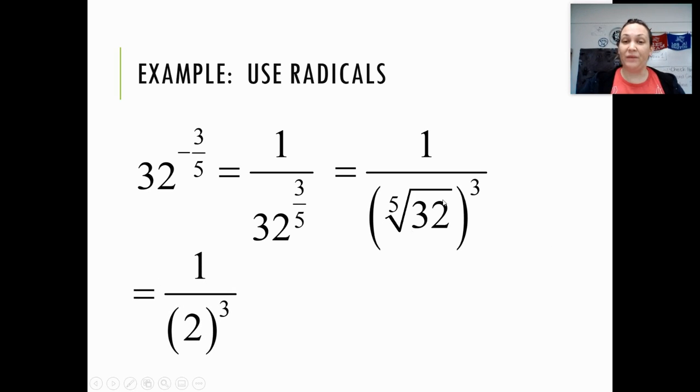So in this problem, it was to our benefit to put the exponent on the outside of the radical because, again, I don't want to do 32 to the third. It's going to be a really, really big number. And I knew that I could do a factor tree on 32. So then I was hoping I could take the 5th root.